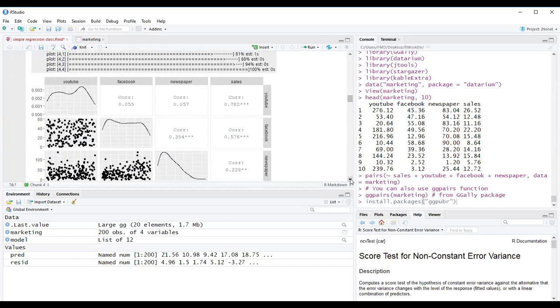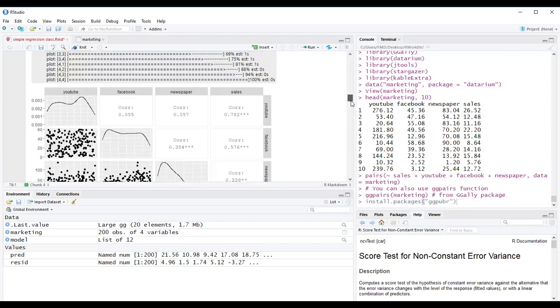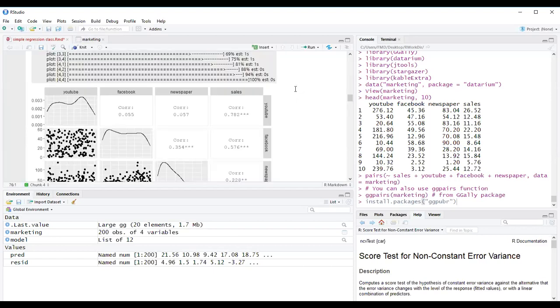If you take a look at this one, guys, it already gives us the correlation between your variables. Let's take a look at this. It appears in this way because of our marketing data. If you take a look at our marketing data, YouTube appears first, then Facebook, then newspaper, and then sales. So the correlation plot is also presented in the same order.